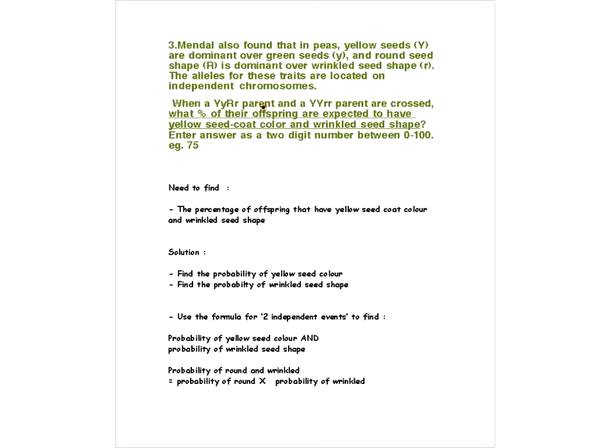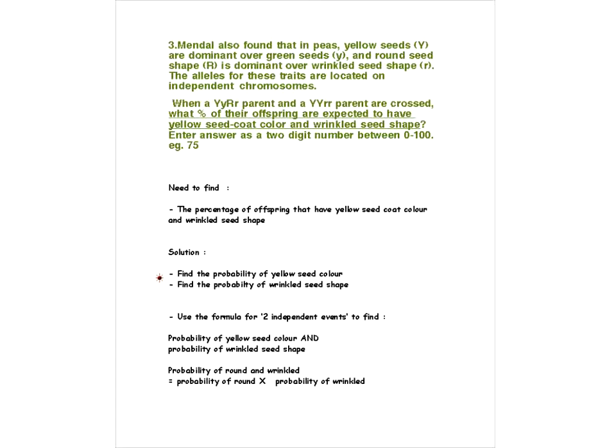So it says when this parent and this parent are crossed, what percentage of their offspring are expected to have yellow seed color and wrinkled seed shape? Okay, they're going to have these 2 traits. It asks for what the percentage is, and it says to write this answer as a 2-digit number. So if it was 75%, we would write the number 75. Okay, so we want to know what percent have yellow seed and wrinkled shape. That's what we need to find.